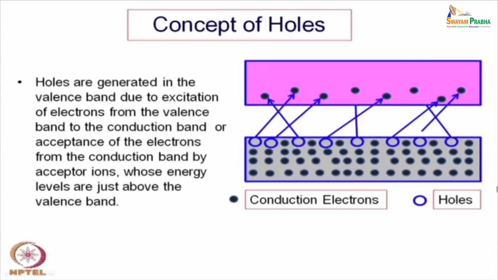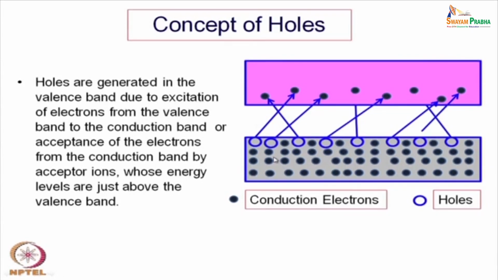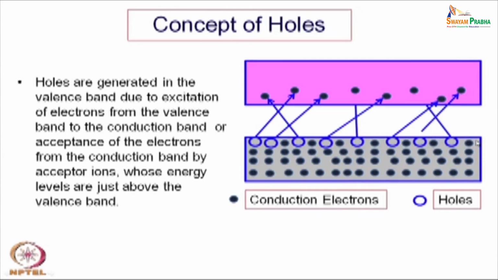So, holes are generated in the valency band due to excitation of the electrons from the valency band to the conduction band. Okay. So, this is our valency band and this is our conduction band. The valency band is occupied; all these black dots represent the electrons. So, the electrons are available at different energy levels. Once again, the horizontal axis does not mean anything, basically it is the vertical axis which is of our concern. The horizontal axis only gives us the kind of volume or the total number of electrons on that particular energy level.